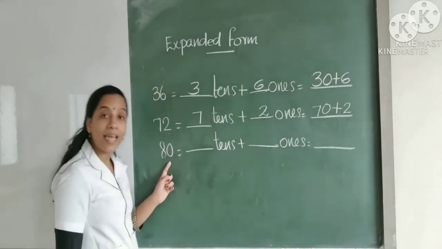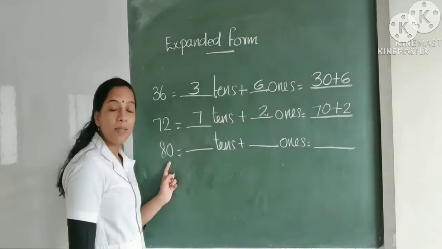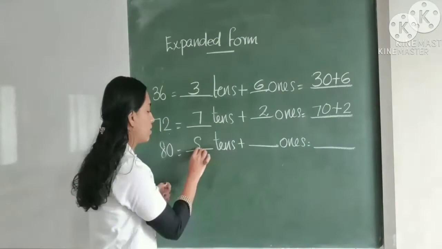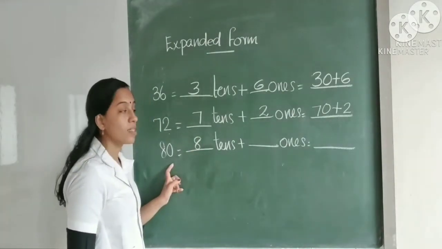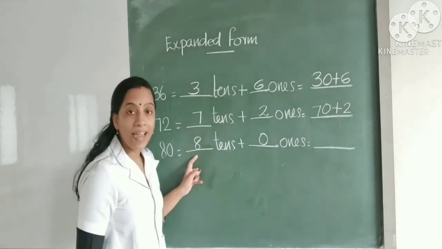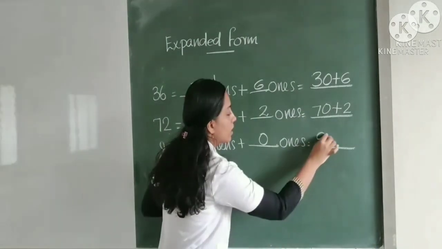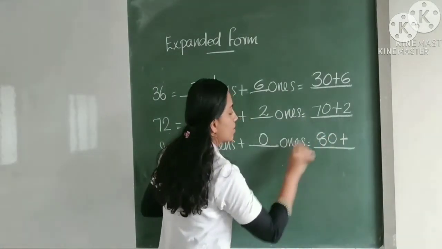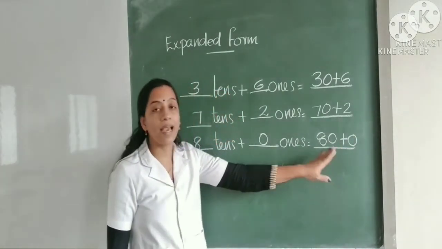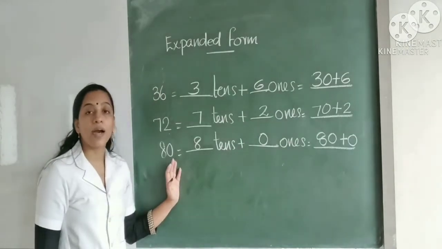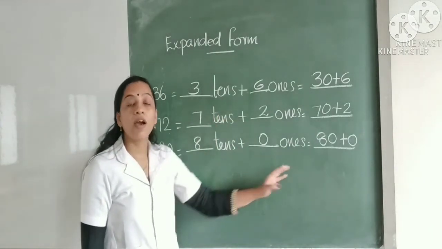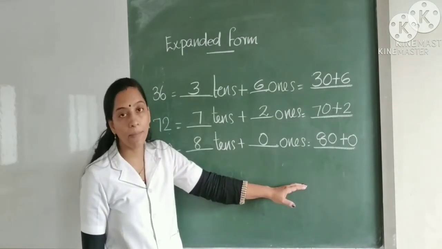The next one, 80. Tell me children, how many tens are there in 80? Yes, 8 tens. Then how many ones? 0 ones. We know the value of 8 tens is equal to 80, then 0 ones. That's equal to 0. So 80 plus 0 is the expanded form of the number 80. Is it clear? See, this is the way of writing the expanded form of the number.